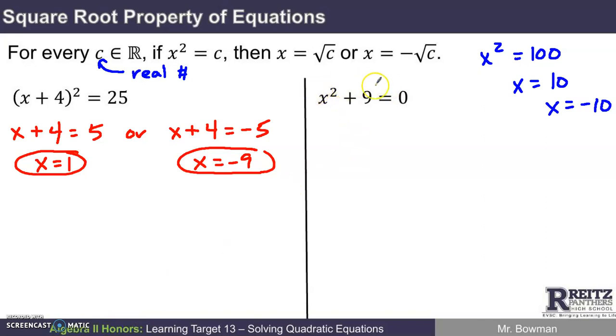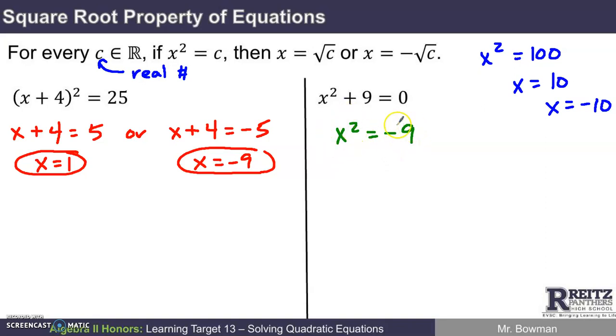Here's another example of the square root property of equations. If x squared plus 9 equals 0, this isn't in that form x squared equals a number yet, but I could rewrite it this way. X squared equals negative 9. Now, until you saw in the previous learning target, we would not be able to say this equation had any solutions. And it's true that this equation doesn't have any real solutions, but it does have complex solutions.